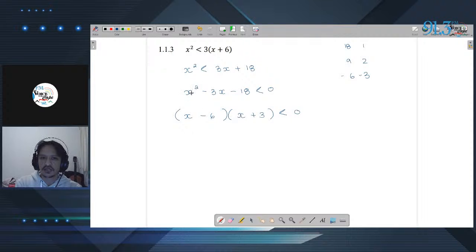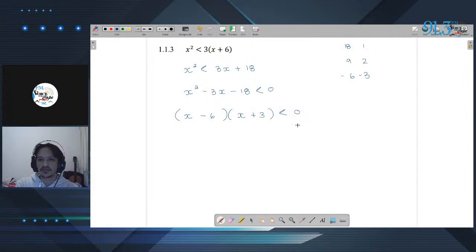X times x is x squared. X times 3 is 3x. Negative 6 times x is negative 6x. Negative 6x plus 3x gives me negative 3x. And negative 6 times 3 gives me negative 18. So this works perfectly. Right?